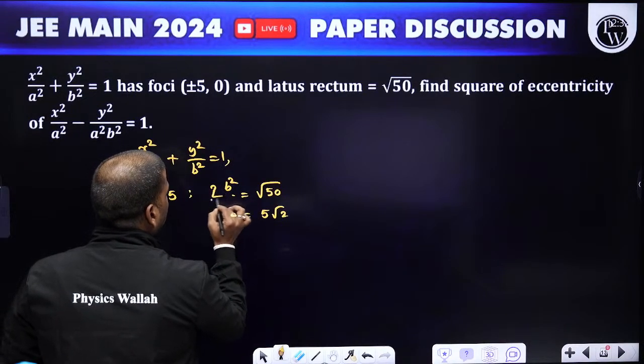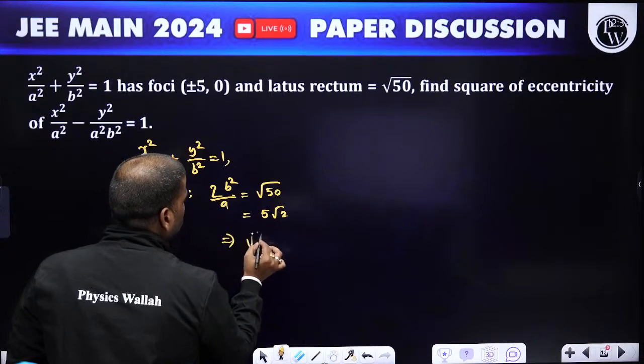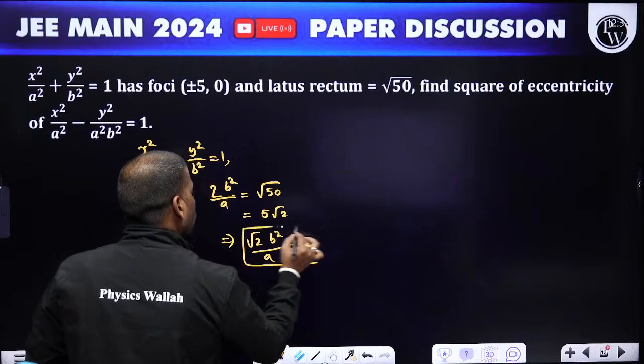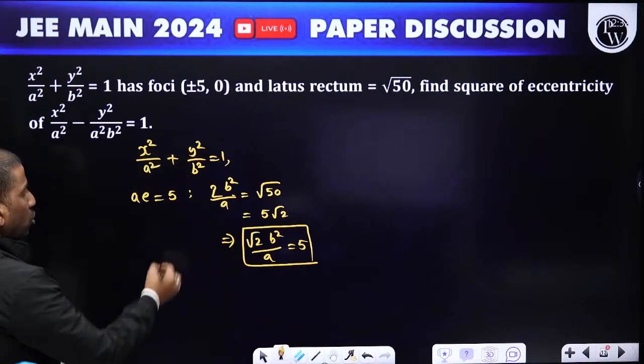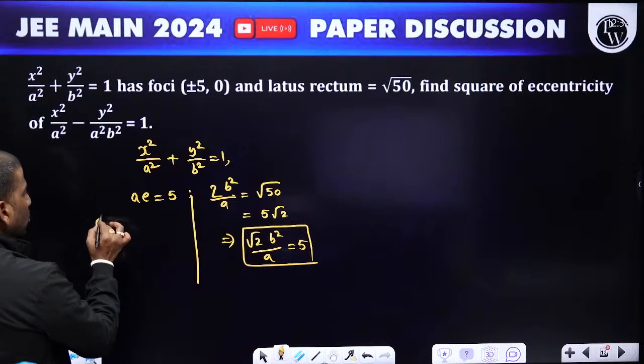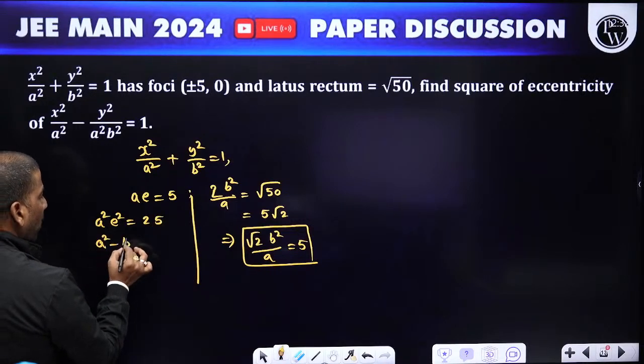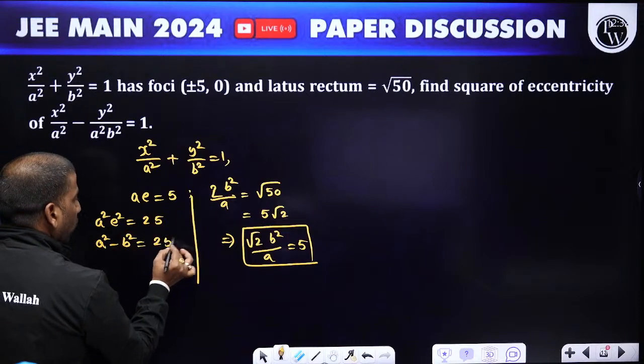Two b square by a. So that means root 2 b square by a is equal to 5. If it is necessary, we will use it later. Coming to ae is equal to 5, a square e square is equal to 25. a square e square is a square minus b square, which is equal to 25.